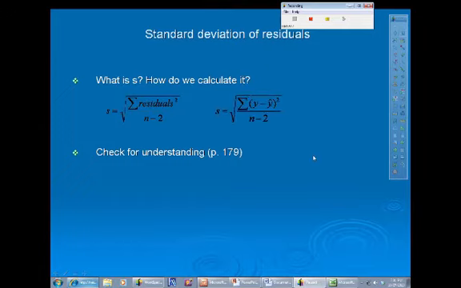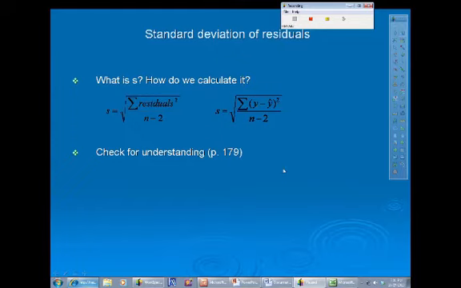We calculate it by, remember that the residuals are y minus the predicted y, or y hat, squared, and we divide by n minus 2. If you're wondering why we are using n minus 2 instead of n minus 1, you'll find that out in chapter 12. So just be patient. You'll find that out. All right, checking for understanding.